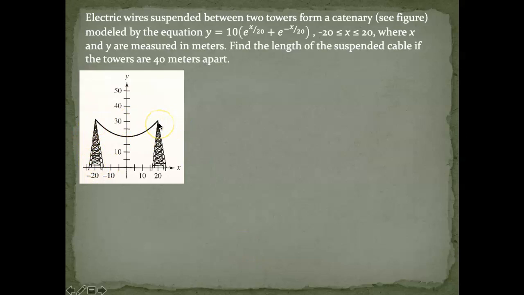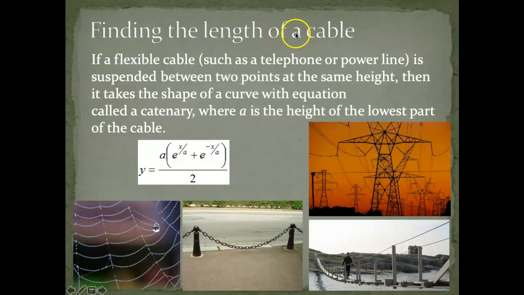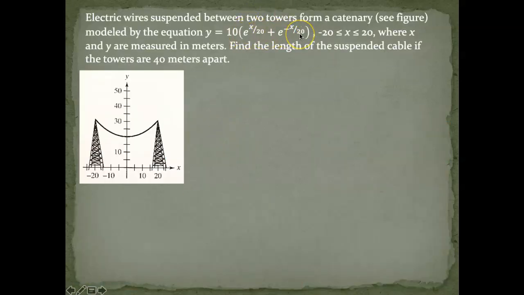Electric wires here suspended between two towers form a catenary. So we can see this figure is modeled by the equation y. Again, remember that this equation is the same equation as we saw before. You're not going to need to remember that. It will always be given to you. And it's between -20, which is where this tower is, and 20, where x and y are measured in meters. Find the length of the suspended cable of the towers that are 40 meters apart. So again, what we're trying to do is find the length of this cable.